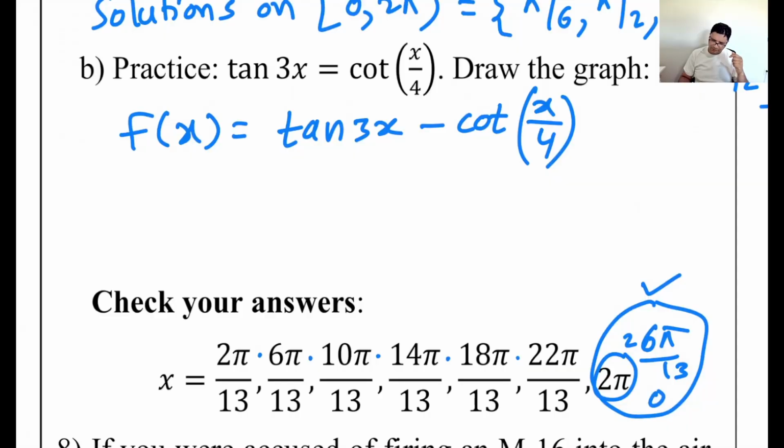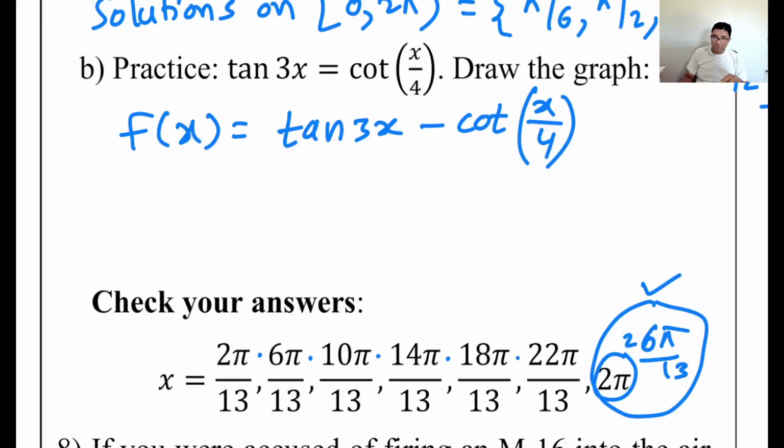Or not. Is 0 a solution here? No, 0 is not a solution, but 2 pi is a solution. This is interesting. Okay. In what sense? If you plug in 0, you get tan 0 equals cot 0, which is not true. Cot 0 is infinity, undefined.